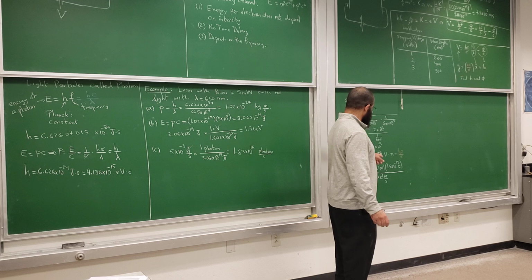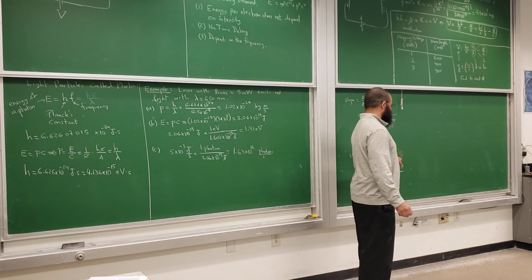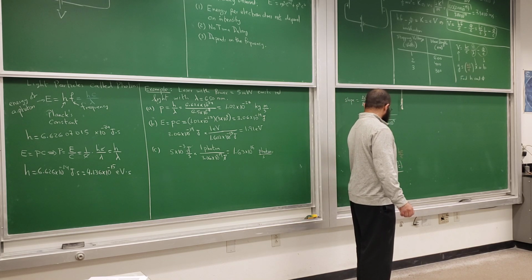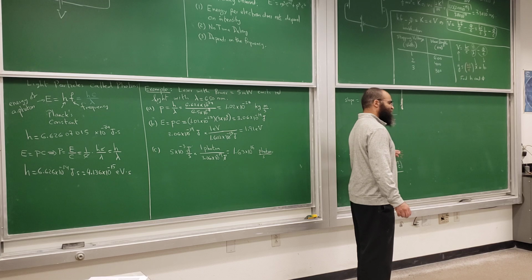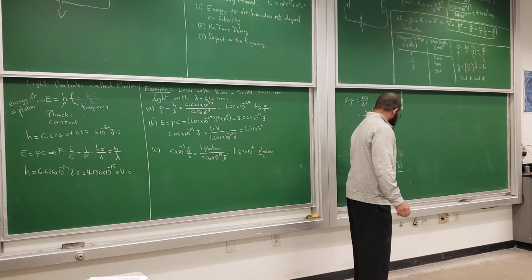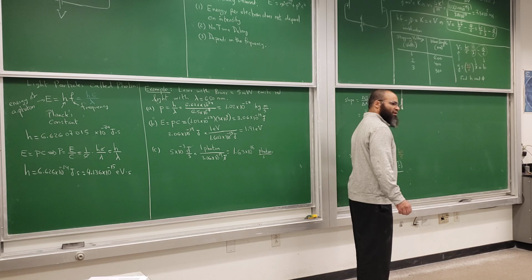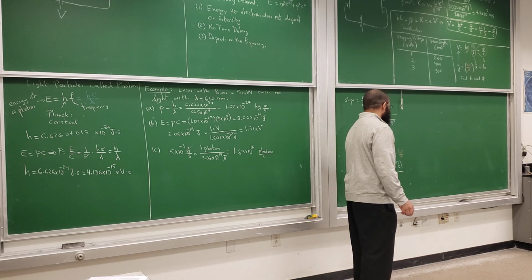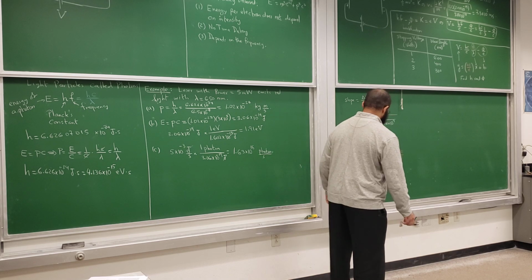Minus 6 minus 19 is minus 25. Minus 25 minus 8 is minus 33. And you're divided by slightly more than 1, so this number will be slightly less than 1. So yeah, it would be 10 times 10 to the minus 34.